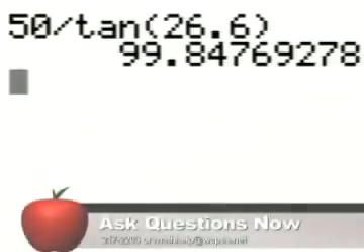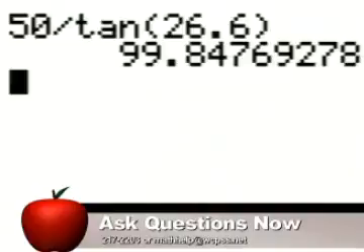Now you can go ahead and type in your numbers. So 50 divided by the tangent of 26.6. The other thing I want to remind you is to close the parentheses. It doesn't matter on this problem, but later it might matter when you're adding extra numbers in. Enter. 99.84. So we're going to go ahead and round that. That x is about 99.85, rounded to the nearest hundredth. What did that represent? Well, that represented the distance between the buildings.